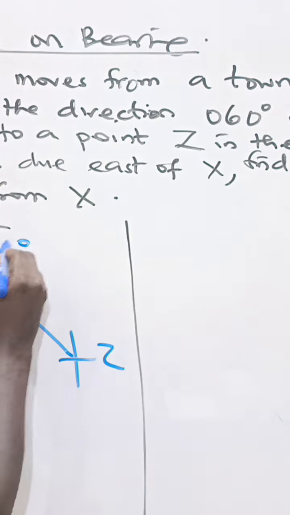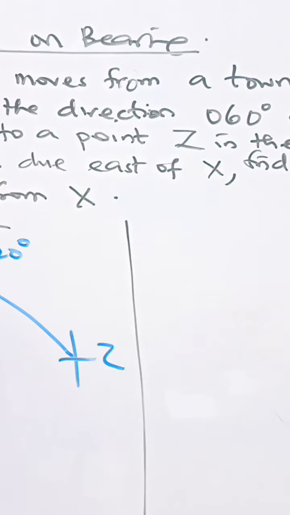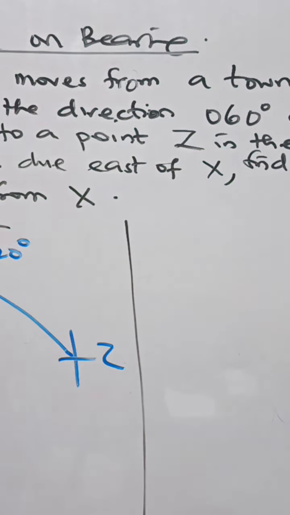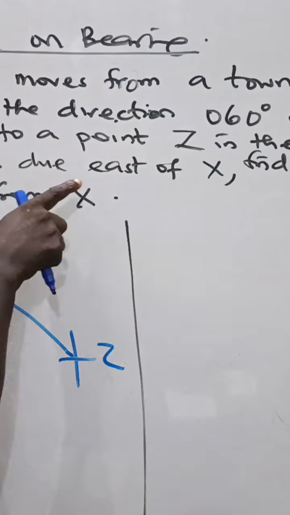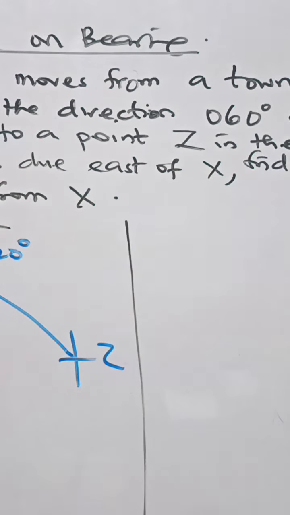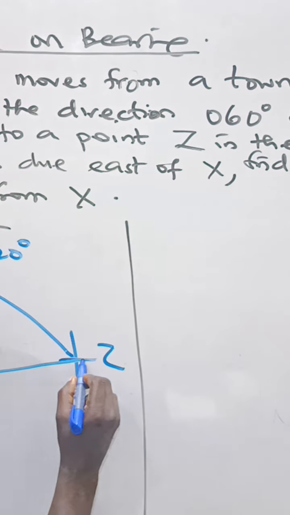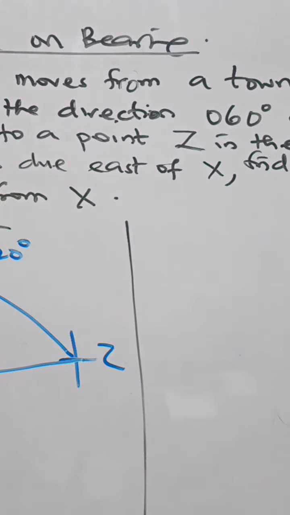This is 120 degrees. So from here, from this line, this south and east, the left over here will be 60 degrees. So if I add these two together, I'm going to get 120 degrees here. Okay? So 120 degrees. So if the point Z is due east of X, this is north, east, south, and west. Point Z is due east of X.